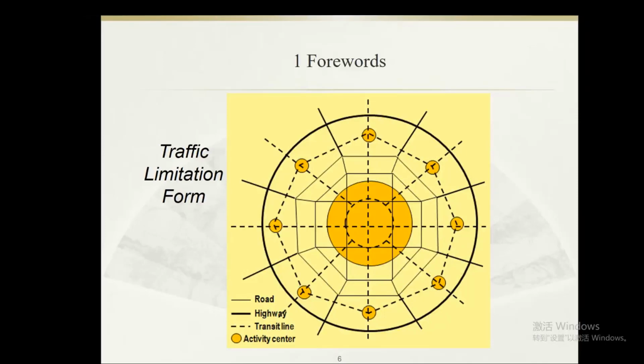No matter highways or common streets, roads for cars disappear at the central part of this city. The roads or routes here are only for transit lines, for public travel modes. So this urban form, we call it traffic limitation form. Limit what? Limit private car utilization.